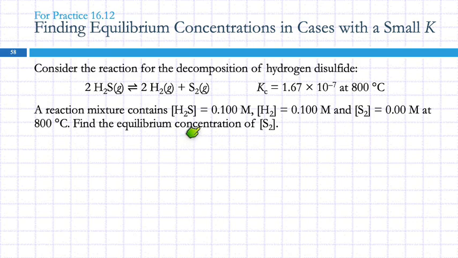So here we have a reaction mixture where we have 0.1 molar of the reactant and 0.1 molar of one of the products and none of the other product. We're supposed to find the equilibrium concentration of S2. So we're going to make an ice table. So for all these equilibrium problems, ice table is the first thing we do.